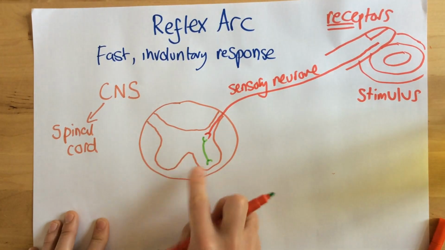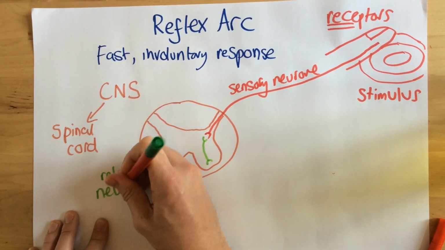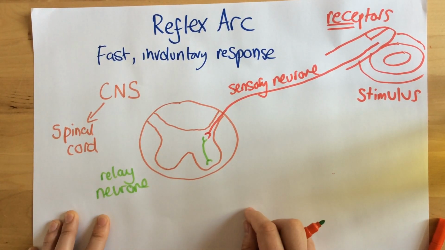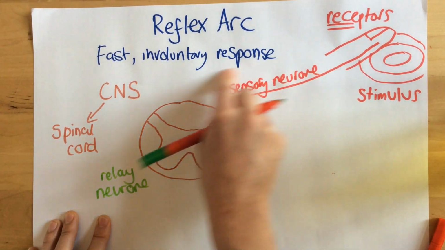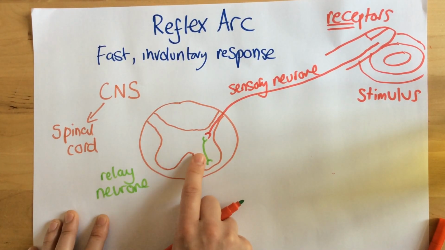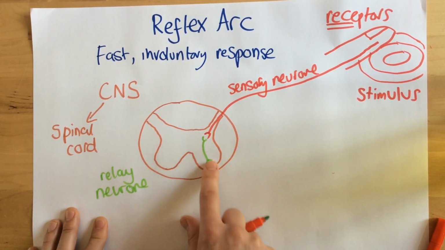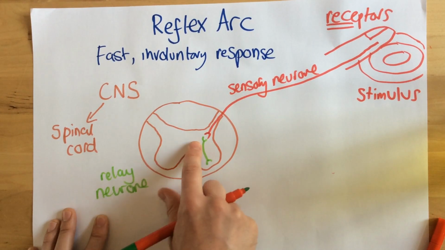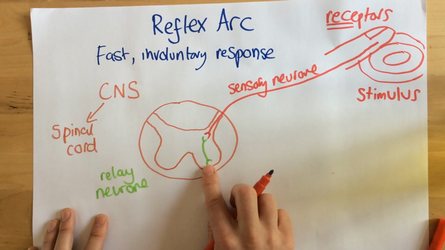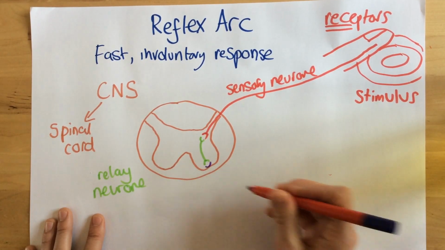Within the spinal cord, we have another type of neuron called a relay neuron. Now, the way I remember this relay neuron is if you think about a relay race, what happens in a relay race is the baton gets passed from one person to another as they complete the race. The relay neuron passes the message from one neuron to another neuron. So it's passing that message on a little bit like in a relay race. Now the relay neuron is entirely within the spinal cord, within the central nervous system. So we then pass it on to the third type of neuron, which is called a motor neuron.